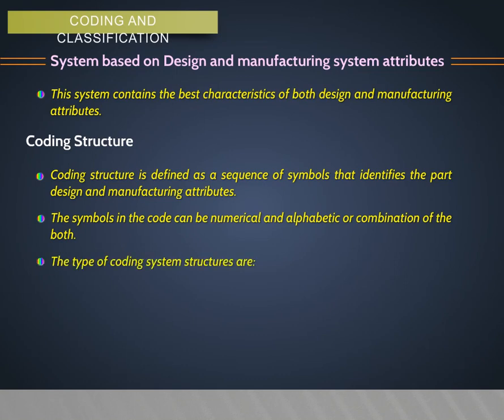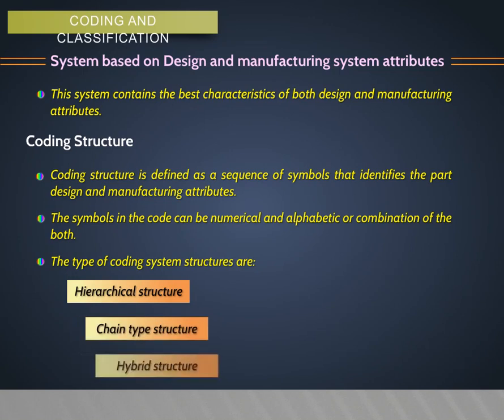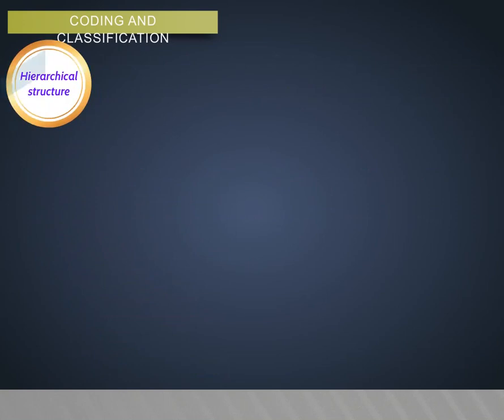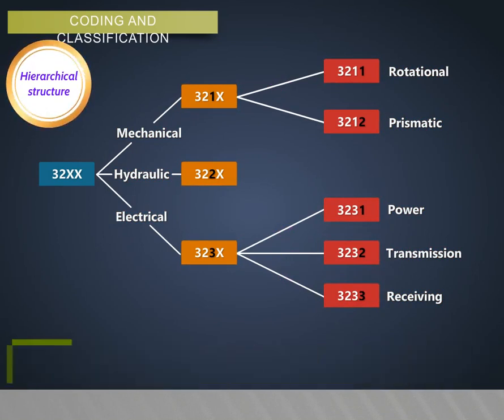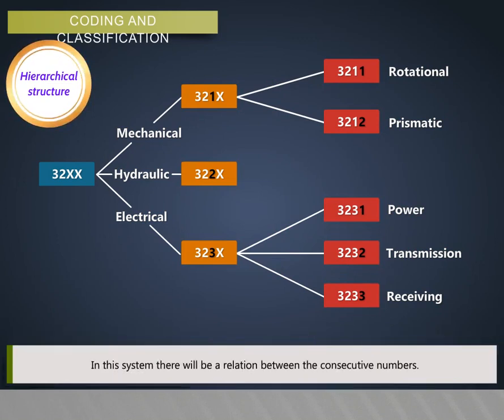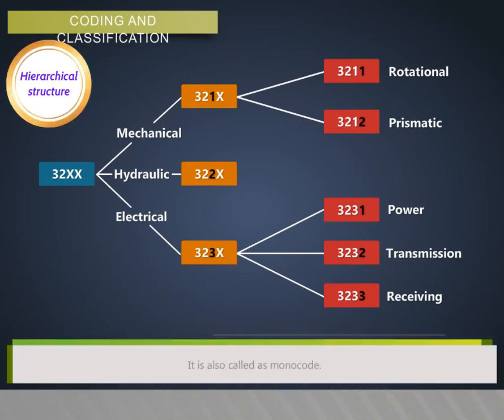The types of coding system structures are hierarchical structure, chain type structure, hybrid structure. Hierarchical structure. In this structure, the interpretation of each succeeding symbol depends on the value of the preceding symbols. In this system, there will be a relation between the consecutive numbers. It is also called as monocode.